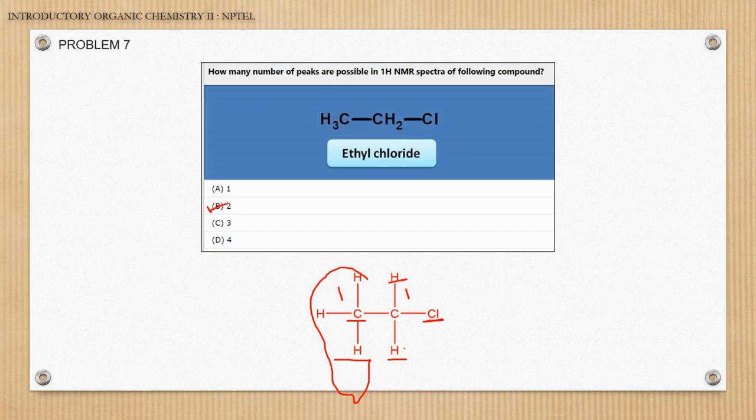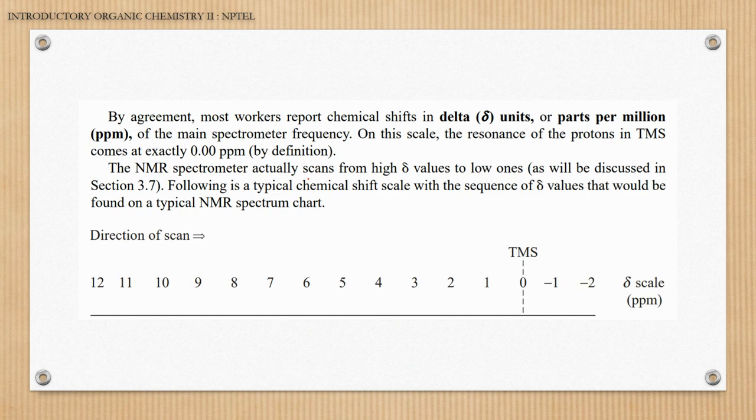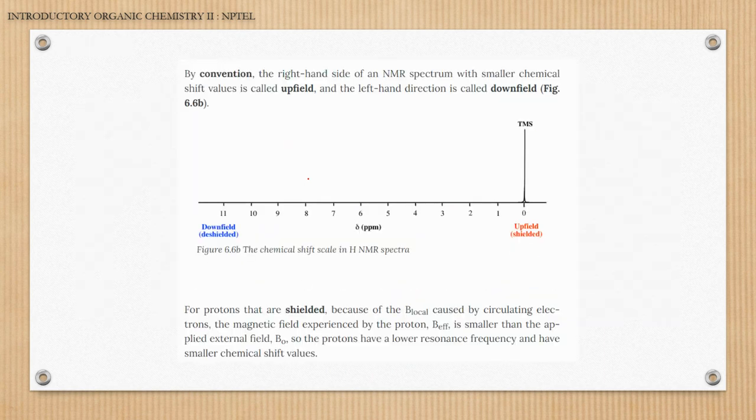Yes, it is clear. Moving forward to problem number 8. They are asking, in an NMR spectrum, do the nuclei in a field resonate at high frequency, low frequency, is it constant throughout the spectrum, or does it not depend on chemical shift? The question is saying that in the NMR spectrum, the nuclei present in a field resonate at a high frequency or a low frequency. First of all, you need to know what upfield and downfield are.